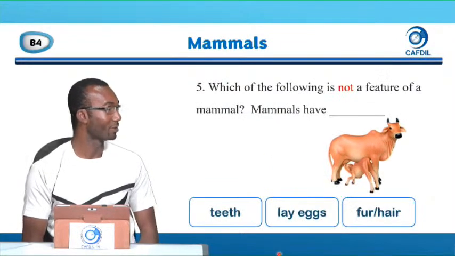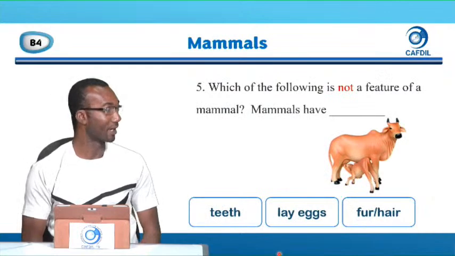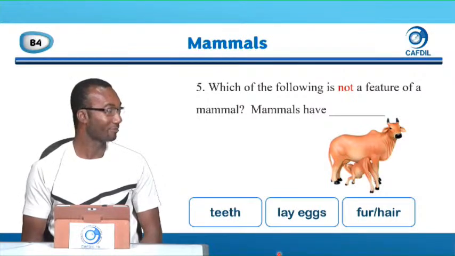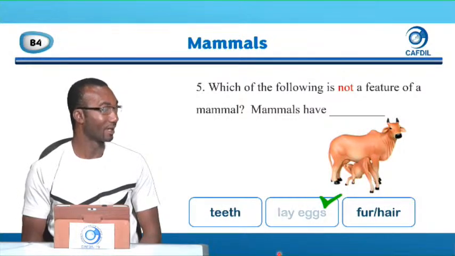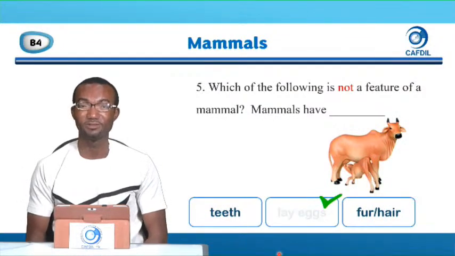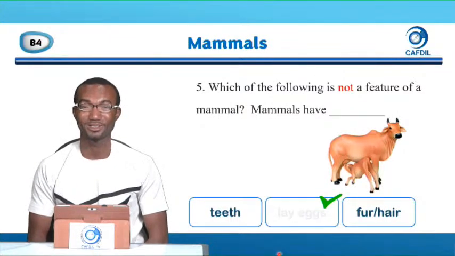And then 5. Which of the following is not a feature of a mammal? Mammals have: we have teeth, we have lay eggs, we have fur or hair. Good. The answer is lay eggs. Mammals do not lay eggs. They give birth. You have all done well.